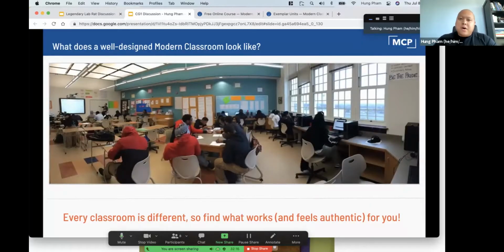A well-designed modern classroom doesn't have one kind of archetype. It can look like many different things. Every classroom is different, as you all know. So please find what works for you and feels authentic to you, most importantly.